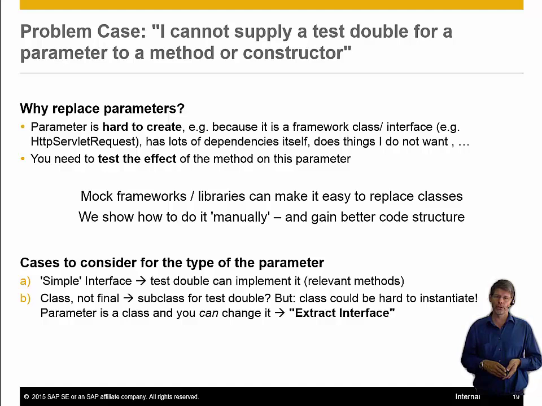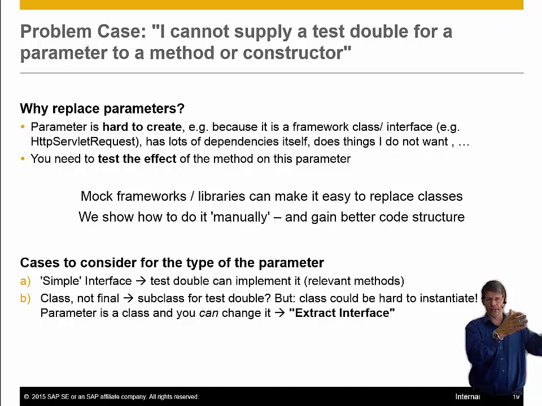So what you can do then, if you have a class here and you can change it, you can extract interface. What does this mean? We'll look at it in detail in a minute. Well, I change the parameter to an interface. That class, of course, implements the interface, and therefore it fits, and the test double will also implement the interface. But I must be able to at least change the source code of this class so I can say it implements the interface.